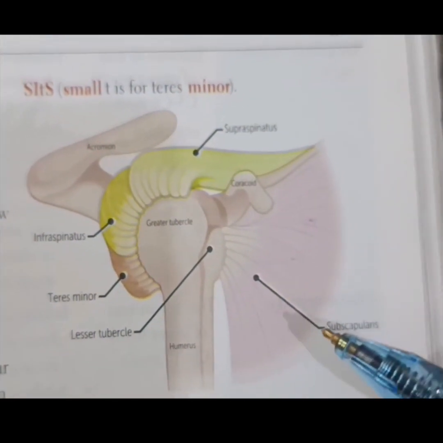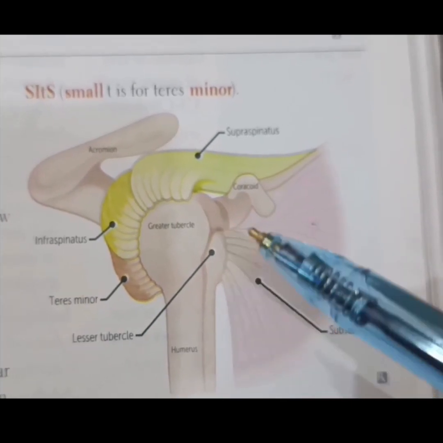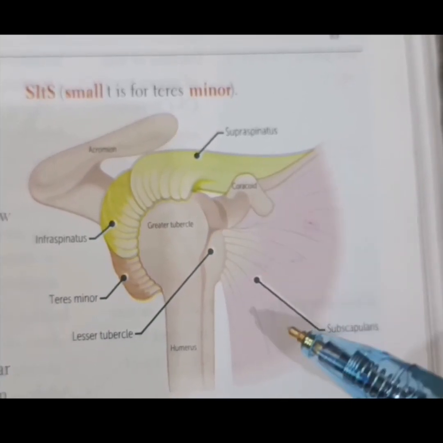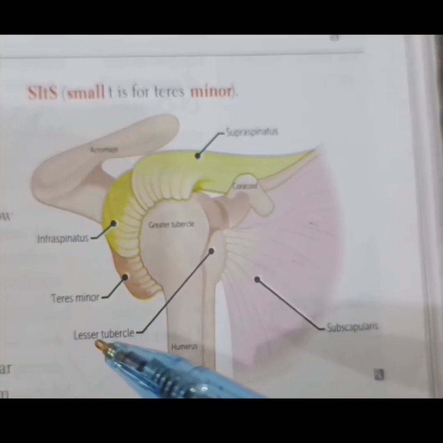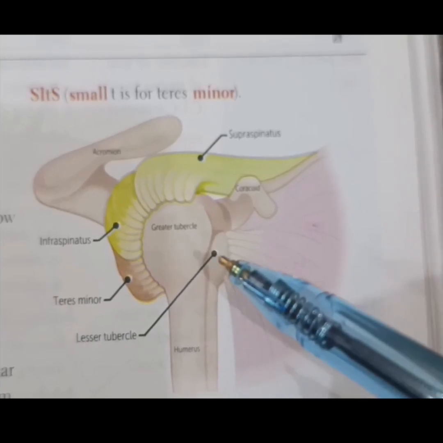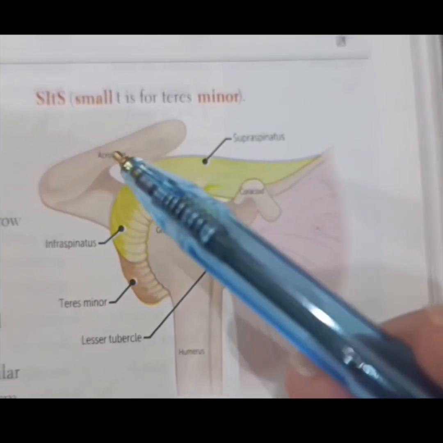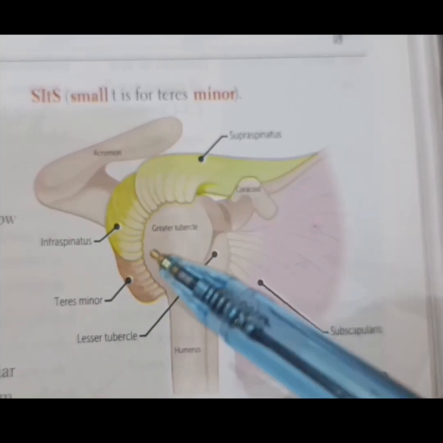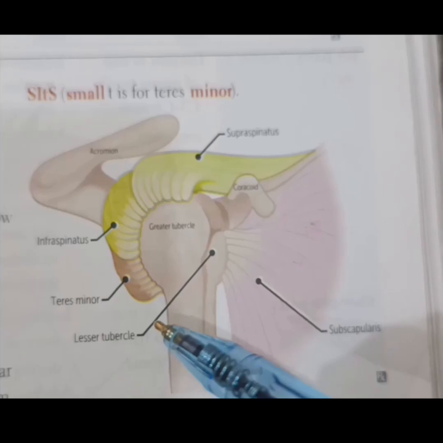muscle, this one. So the subscapularis muscle is originating from the subscapular fossa here from the scapula, and then as you can see, it is getting inserted into the lesser tubercle of the humerus. So now we have seen the origin and insertions of these four SITS muscles, which are the rotator cuff muscles. We'll see what are their functions and what are their nerve supplies.